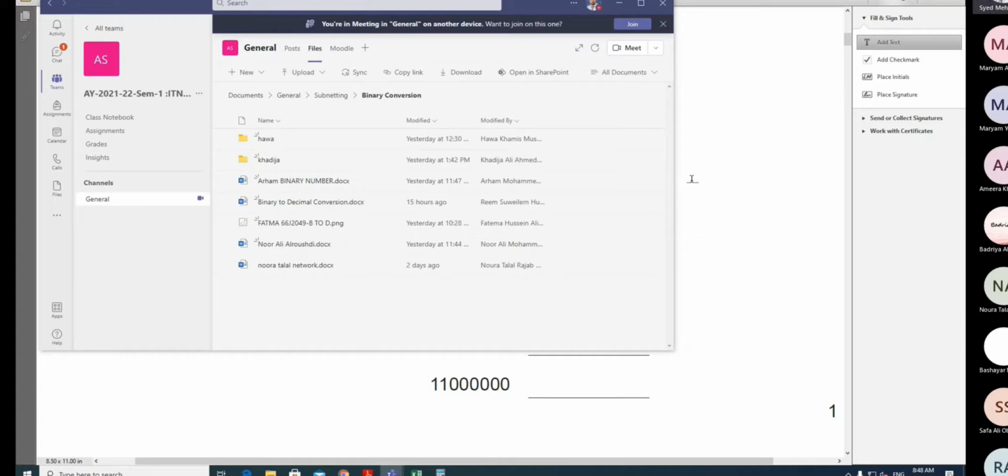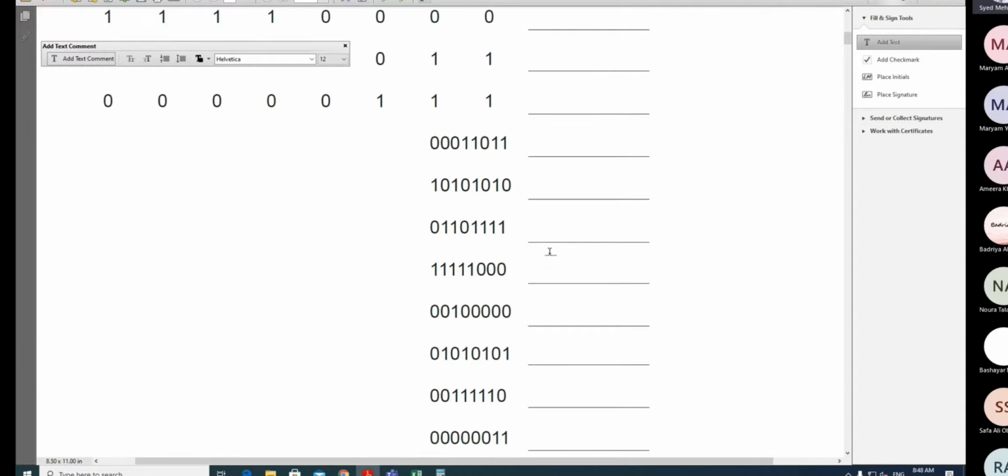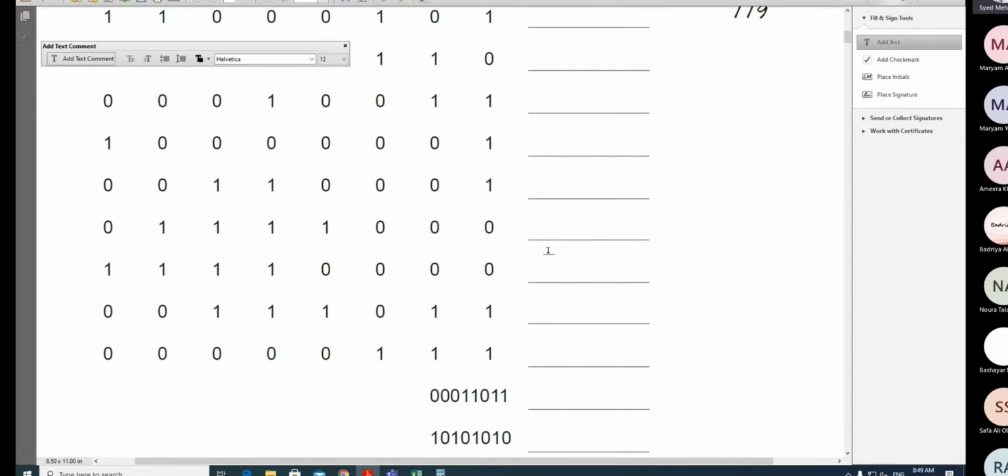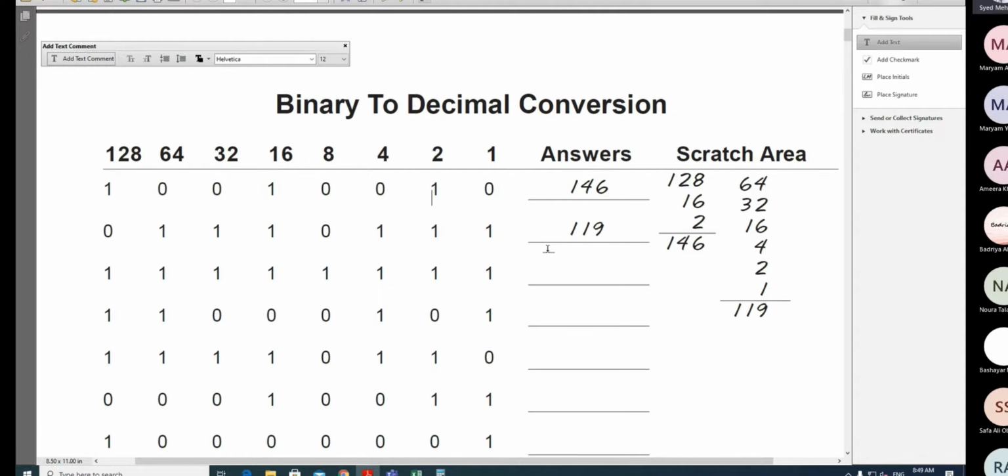I need your cooperation here. If you do it by yourself, then you can pass this course. Otherwise it is very difficult. Subnetting will become very difficult if you do not do it by yourself. If you solve these exercises by yourself, it is a piece of cake, very easy.